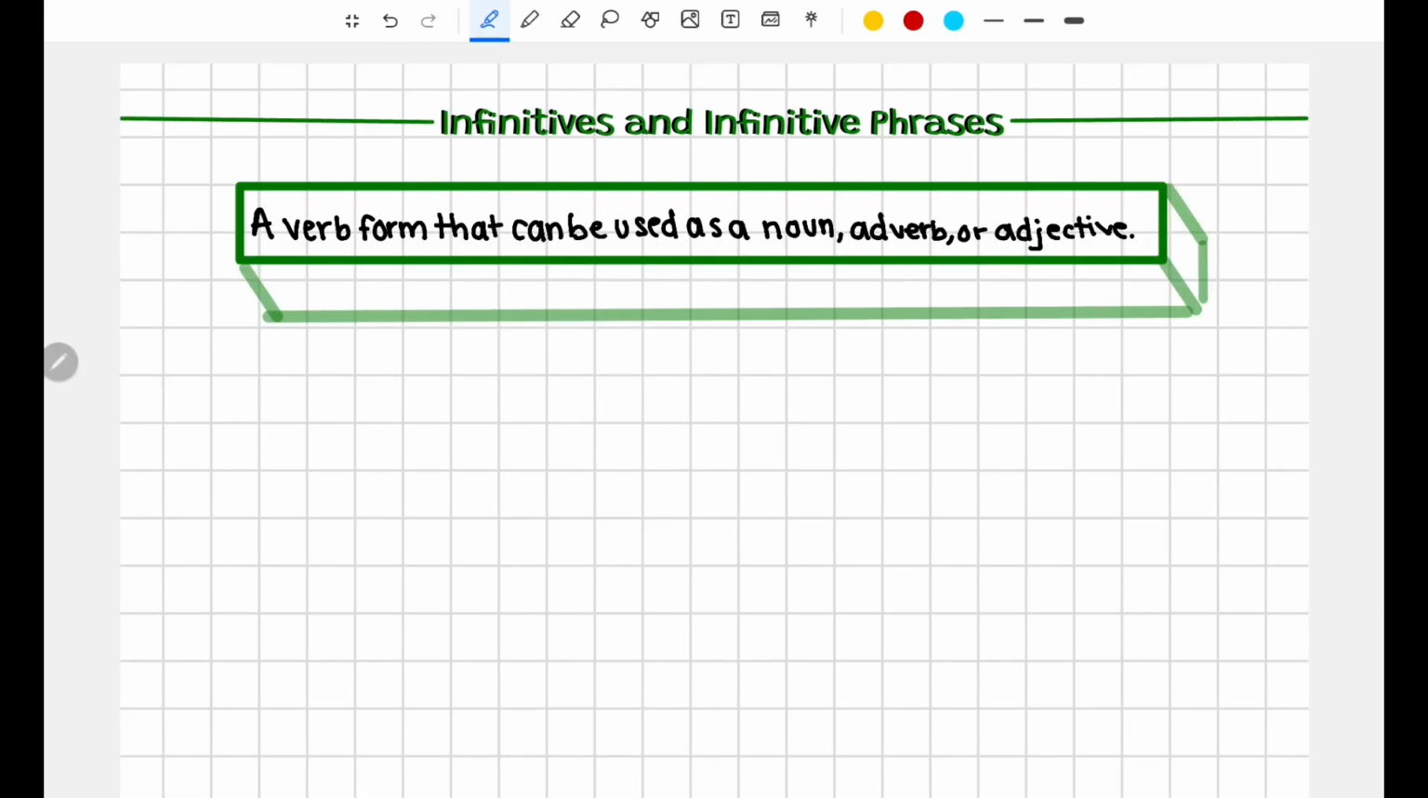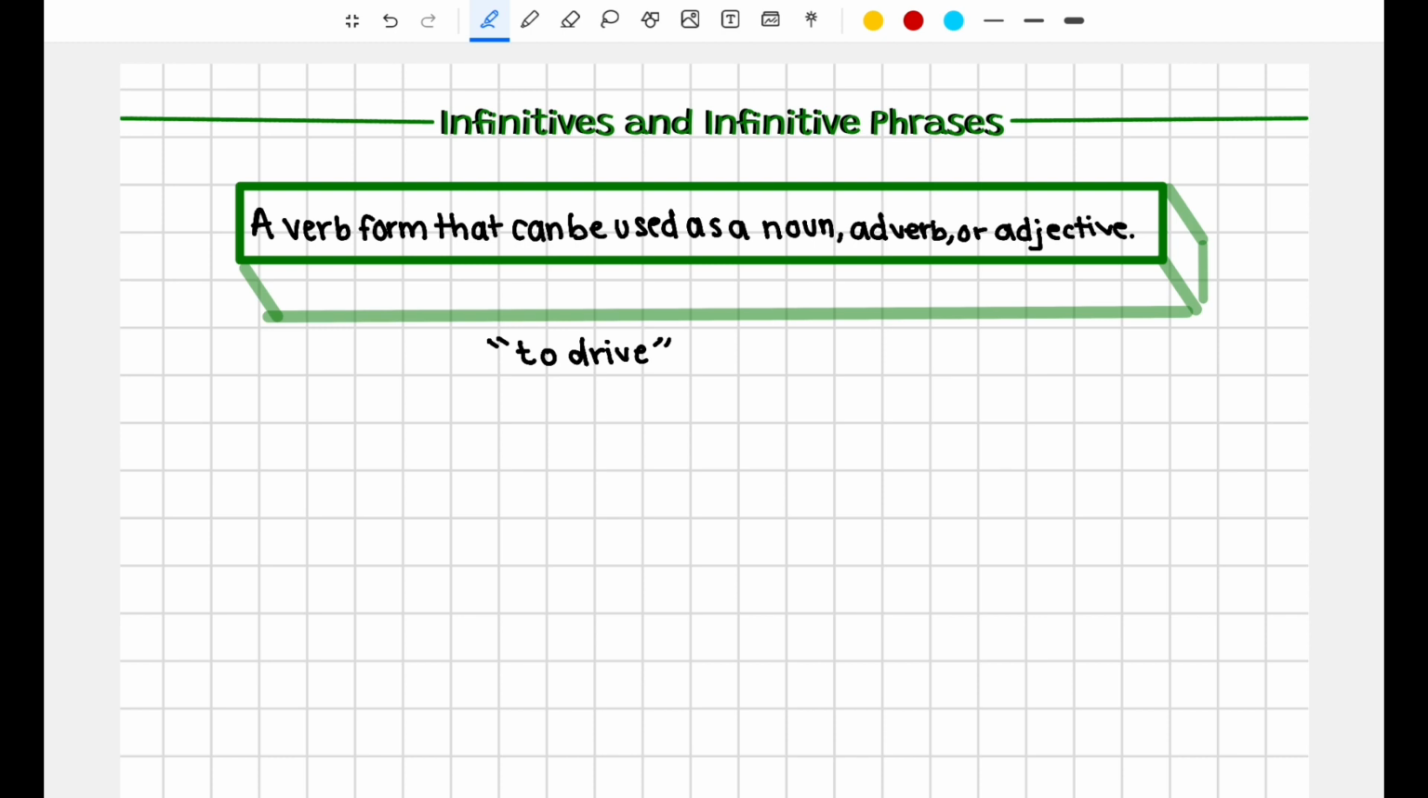An infinitive is a form that can be used as a noun, adverb, or even an adjective. Most infinitives start with to. So, for example, we would have something like to drive. We can use this as a noun, an adjective, or an adverb.